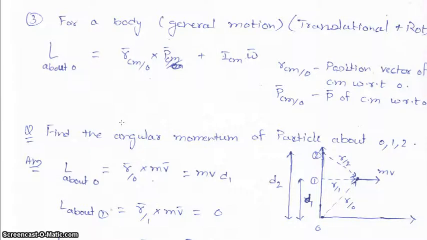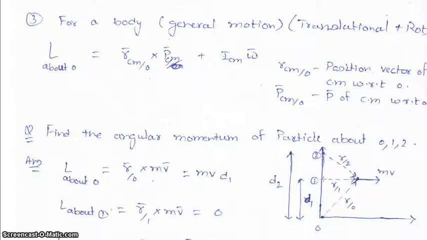Okay, then in this example you have to find out the angular momentum of this particle about three given points O, 1 and 2. So what we did, we used r perpendicular into p. L about O: the perpendicular distance on momentum from O will be d1. This is the position vector of the point with respect to O, and if we take its perpendicular component, we'll get d1. So m v d1 is the angular momentum about O.